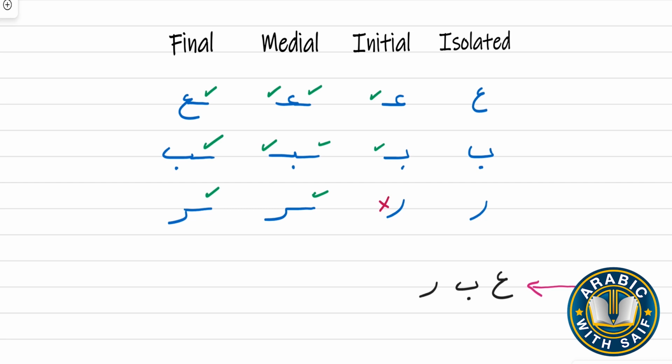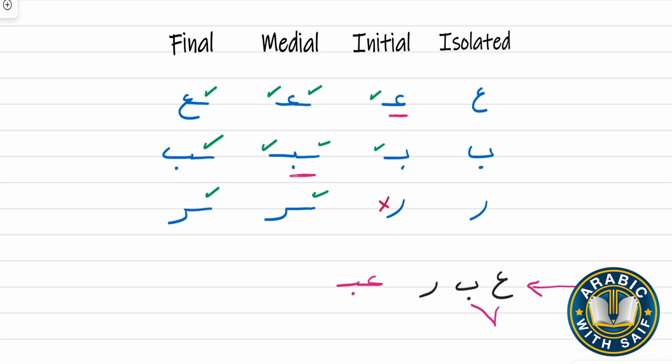First, we'll check the relation between Ain and Ba. If Ain is in the beginning of a word, it can connect to any letter after. And Ba, middle form, allows connecting any letter before. So both can be connected.